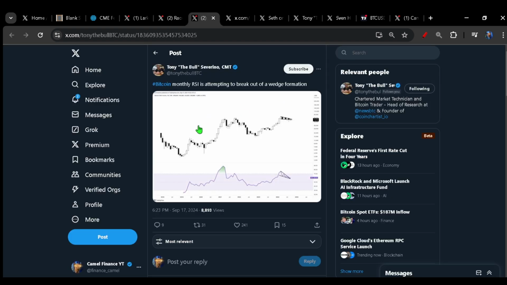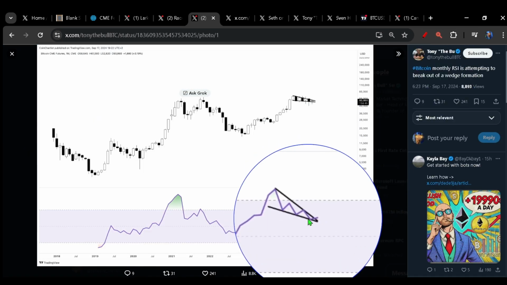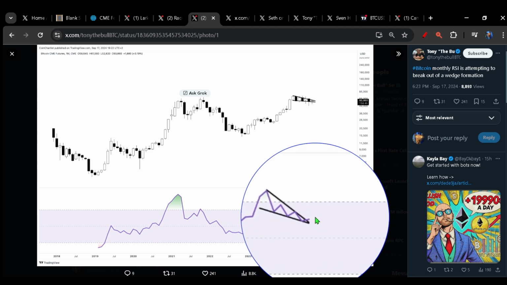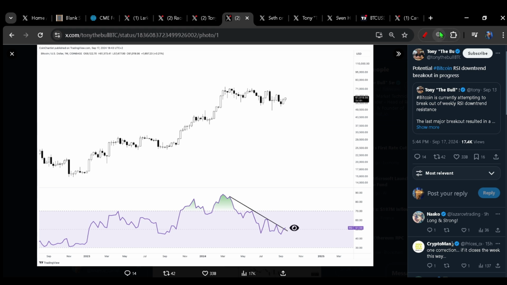And as Tony the Bull points out here, monthly RSI is attempting to break out of a wedge formation at the hard right edge. Let's get a magnifying glass. Check that out. Slowly but surely working on perhaps resuming to the upside. And the same is true on the smaller time frames.